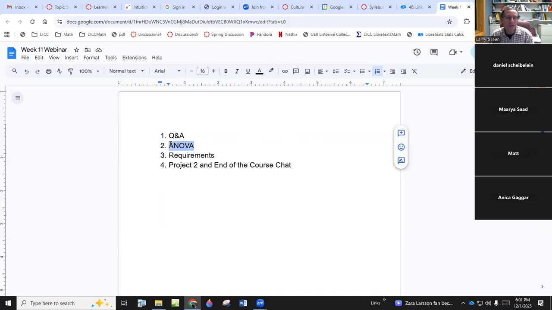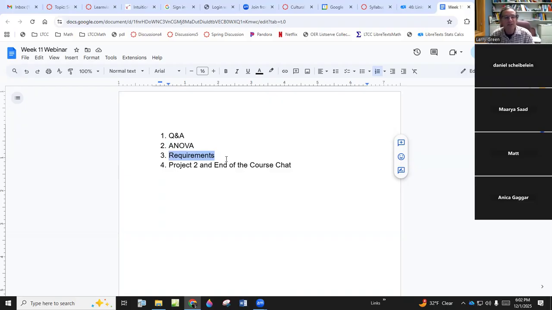ANOVA turns out to be used a lot, but we're not going to get into the details because this is elementary statistics. I'm just going to show you how to use ANOVA and some of the requirements, but not all the different things and the advanced parts of ANOVA. We'll talk about what the H naught and H1 are. We'll also talk about what the requirements are, so what you have to have being true to be able to conduct an ANOVA test.